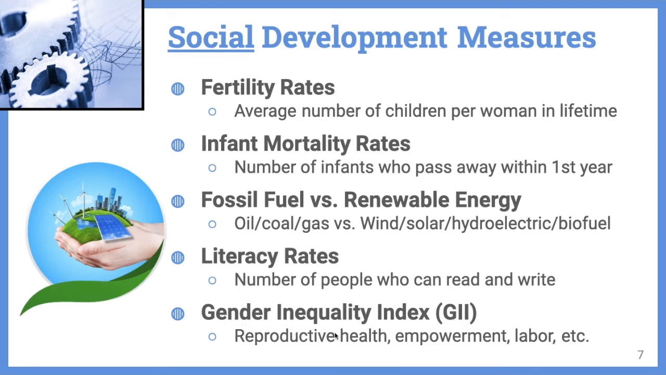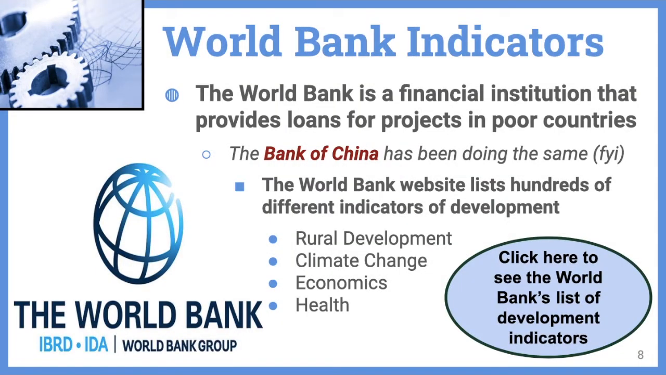That's the Gender Inequality Index, which takes into account things like reproductive health, or empowerment in government, or different types of labor that males or females have within a population. So these are social development measures. There are lots of different factors and many of them overlap. There's an organization called the World Bank.